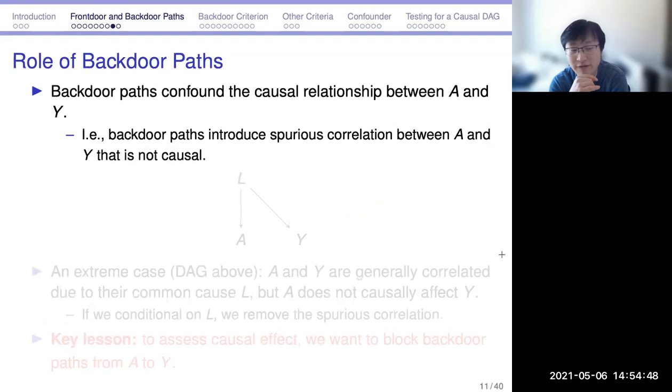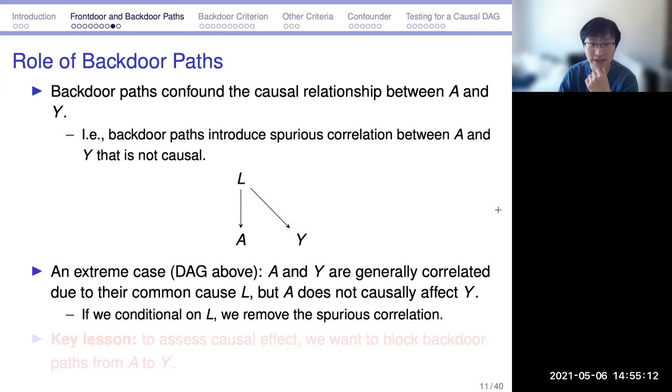So what's the role of backdoor paths in causal DAGs? Backdoor paths confound the causal relationship between A and Y. In other words, backdoor paths induce spurious correlation between A and Y that is not a causal relationship. To see why this is the case, let's look at another extreme example.